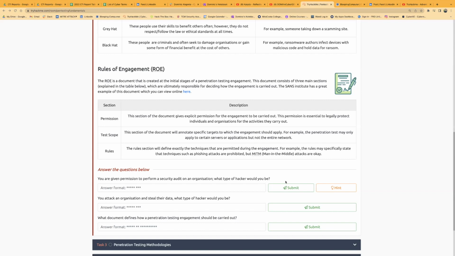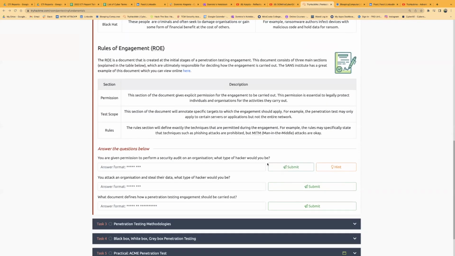So depending on the company, not every pen test will ever be the same. Every company is different. So depending on how big or small the company is, that's going to determine how the engagement is going to go. So going for permission. This document is going to go over what permissions the ethical hacker, the white hat hacker, is allowed to carry out. This is put in place just for legal reasons, right? This protects the individuals and organizations for the activities they carry out, right?